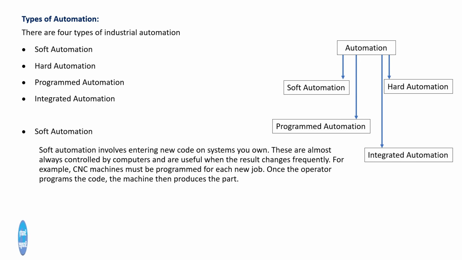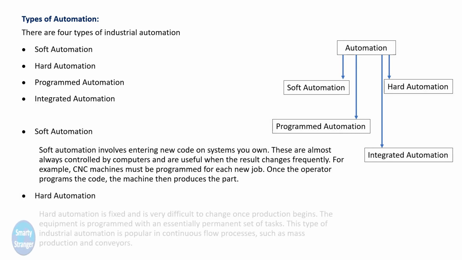These are almost always controlled by computers and are useful when the result changes frequently. For example, CNC machines must be programmed for each new job. Once the operator programs the code, the machine then produces the part.